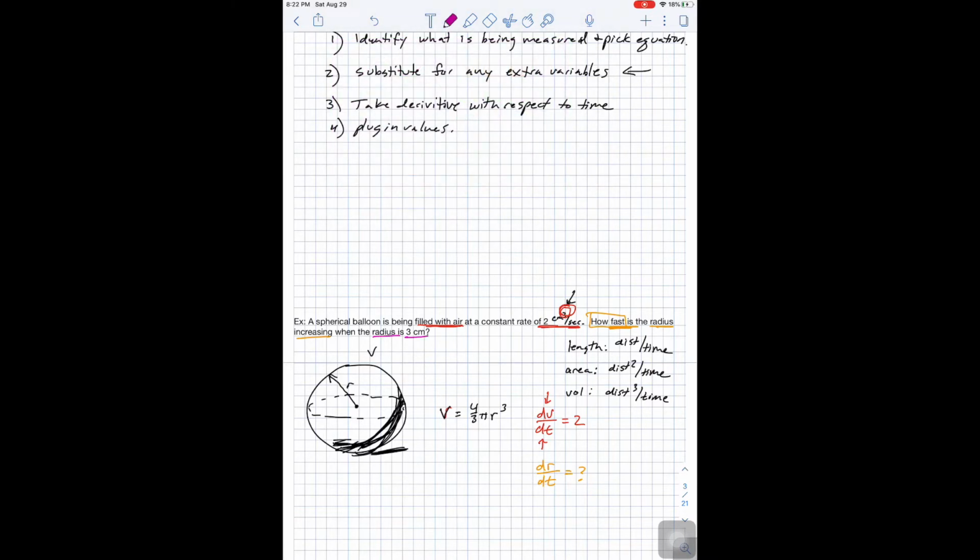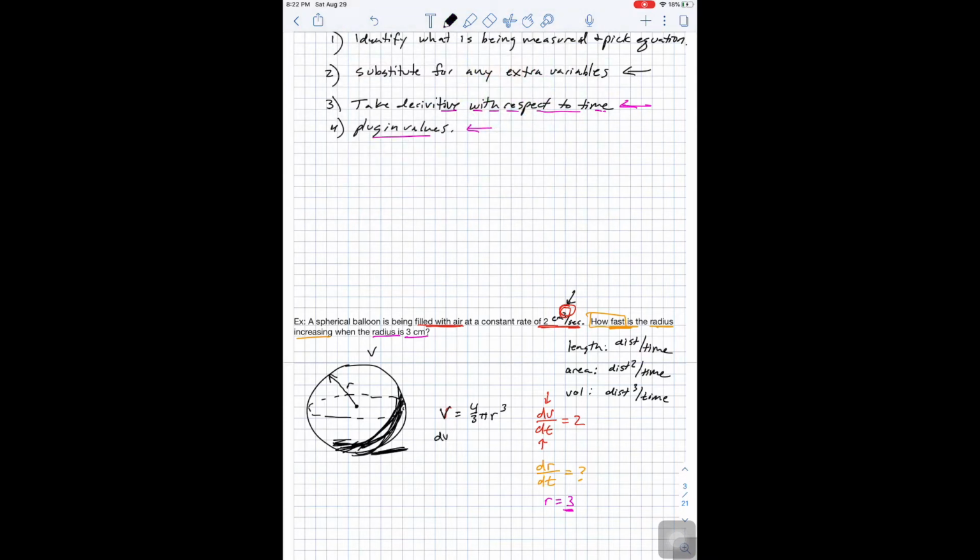And then I've got one more piece of info in this problem. It says the radius is 3. r equals 3. So that's the information that I know. Now, go back up to your list. The order that these are written in is very important. Take the derivative with respect to time first, then plug in values. So don't plug in 3 into this derivative before you do step number 3. Okay, let's take the derivative.